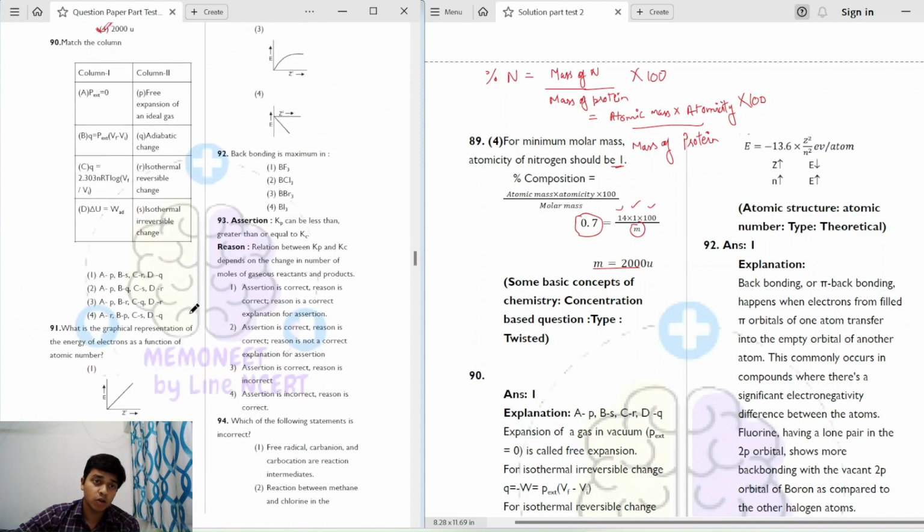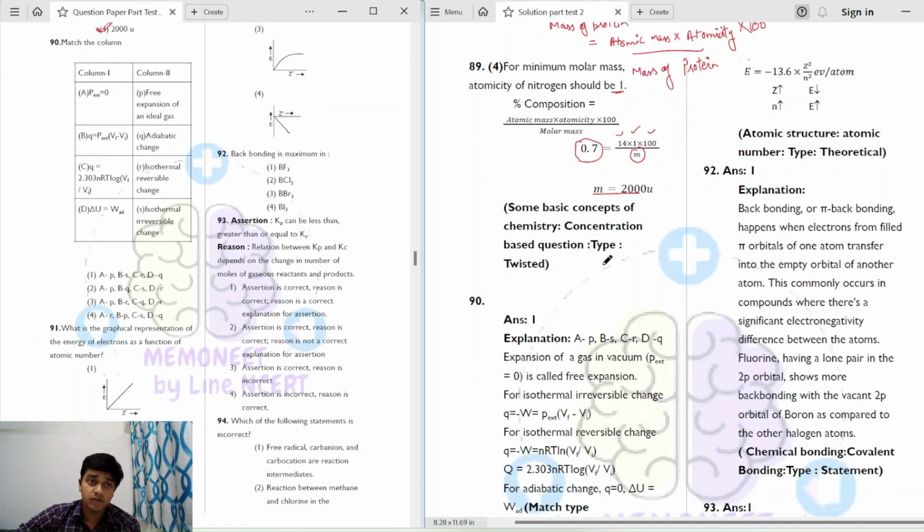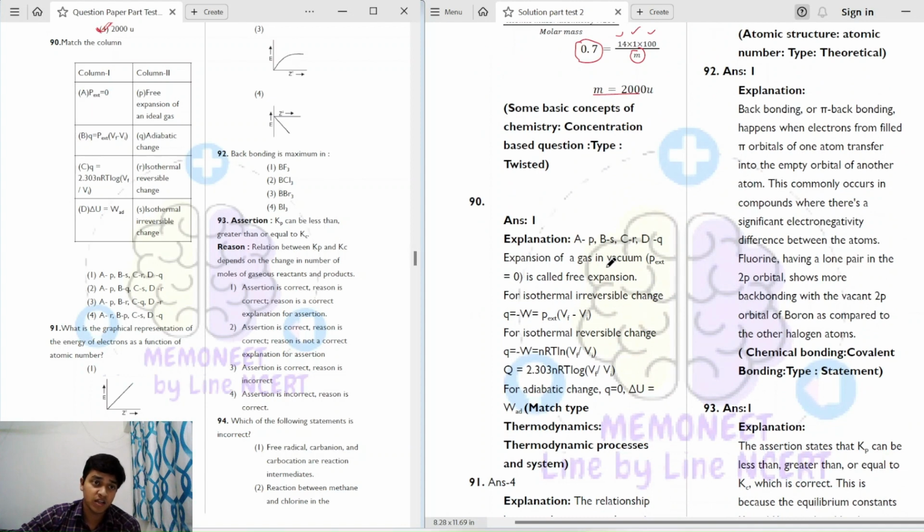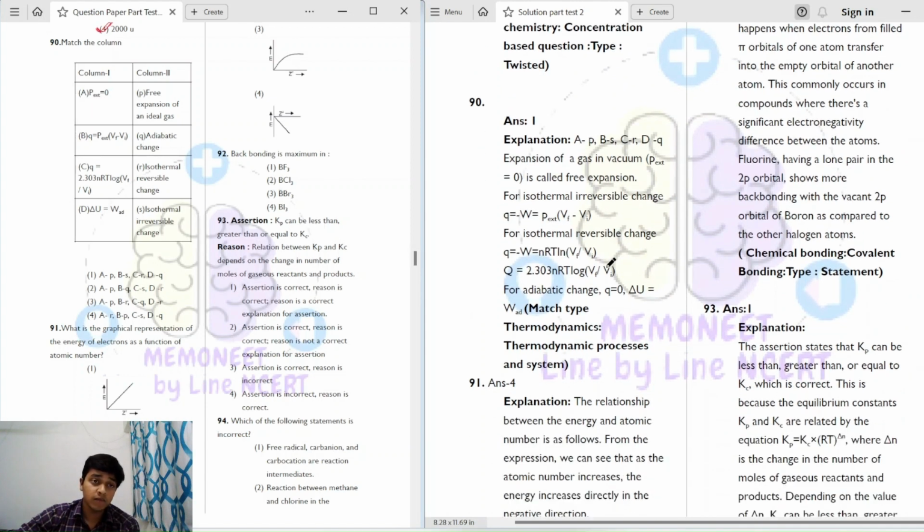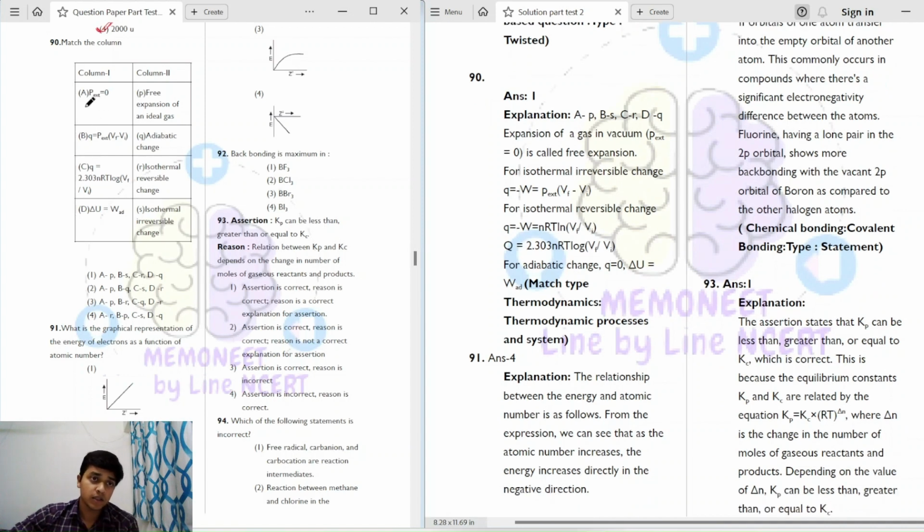The next question is a match the column type of question. In column 1, we have some expressions regarding pressure, heat and so on. Using them, we have to find out the type of process which is occurring. If we take a look at the first one, in A we have P external is 0. P external is 0 means that there is no external pressure acting on the system. So the system is free to expand, with no force being applied on it, so it can expand without any opposing force. That means for P external equal to 0, we'll have a free expansion of the ideal gas. So A will be matched to P.